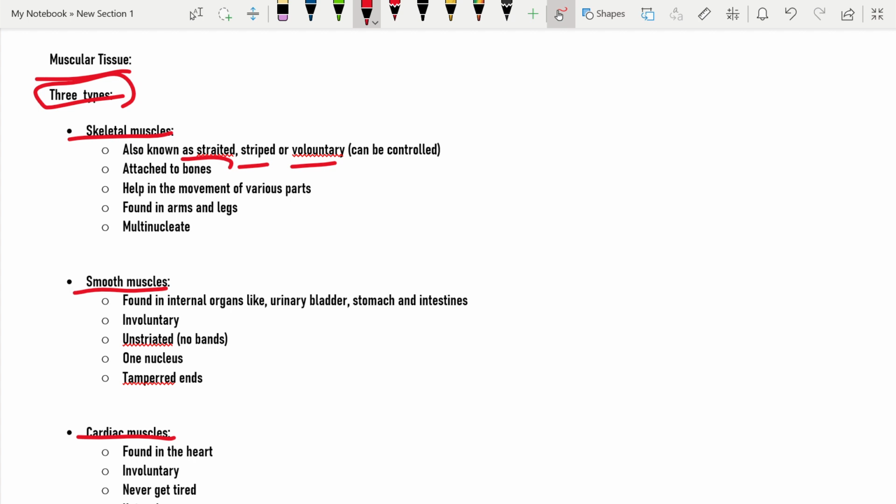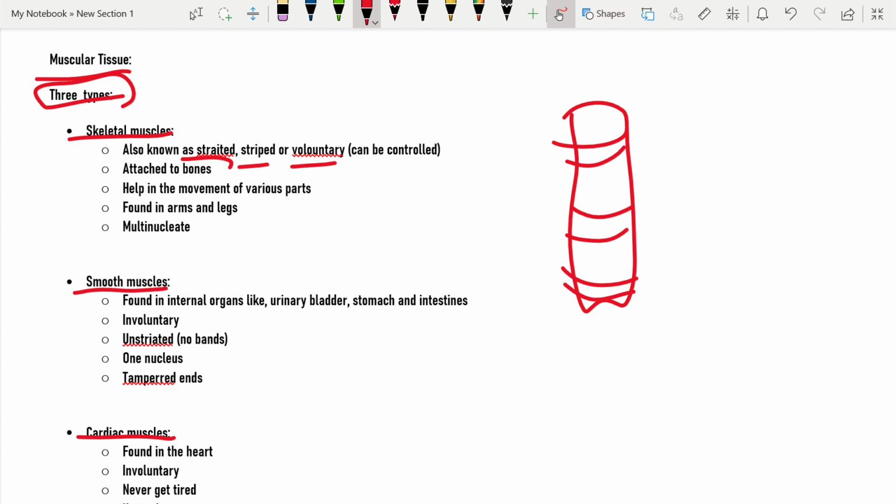Now, let me tell you a little bit about each of those terms. Striated or striped basically means that they have dark bands around them like this. And voluntary means we can control them. We can control them while smiling, right? They're connected to bones and help in the movement of various parts like your hands.